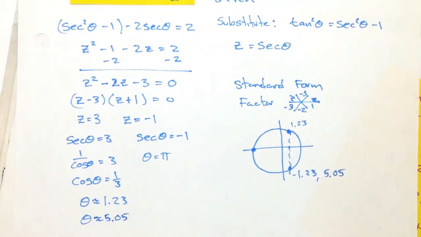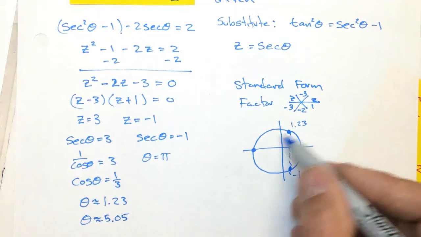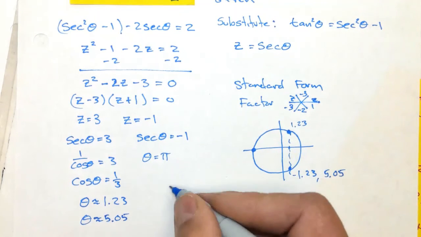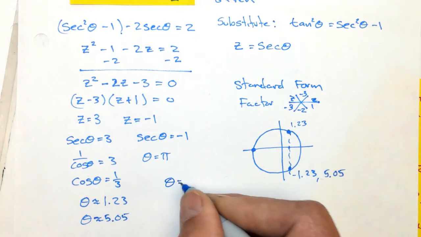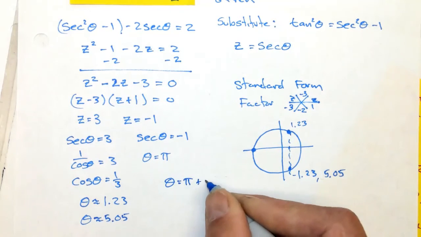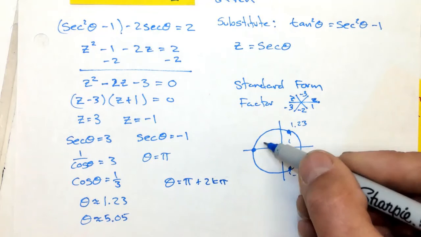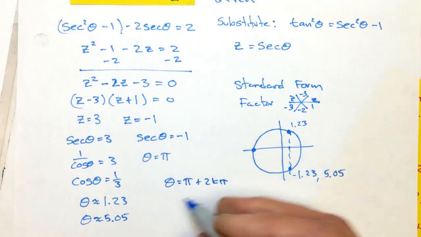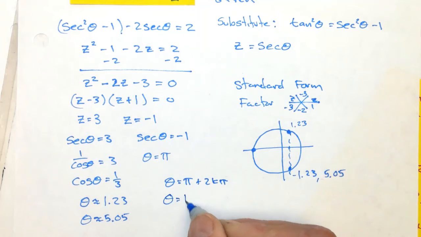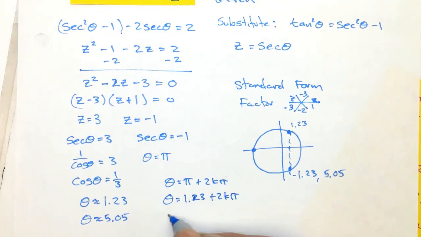5.05. Now if I want all the general solutions, all these are unique, so it's just going to be theta equals pi plus 2k pi. Adding a circle gets me back to the same. Theta equals 1.23 plus 2k pi, and theta equals 5.05 plus 2k pi.